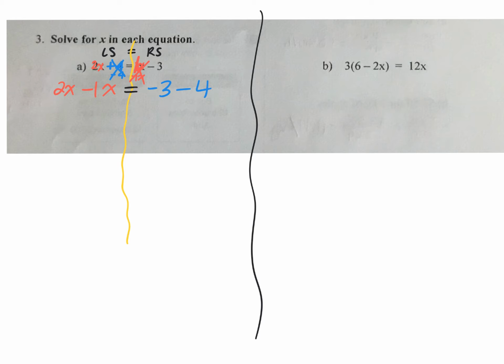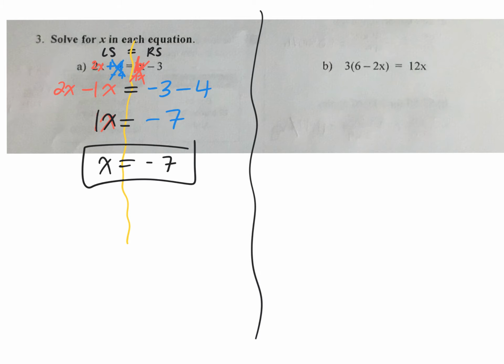Simplify. What's 2x take away 1x? Oh, it's 1x. What's negative 3 take away 4? Negative 7. So I have 1x equals negative 7. Can I just say x equals negative 7? Yep, done. Okay, we're going to try B.